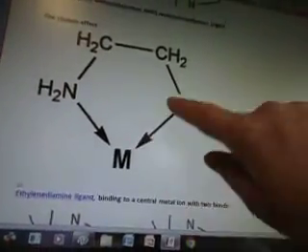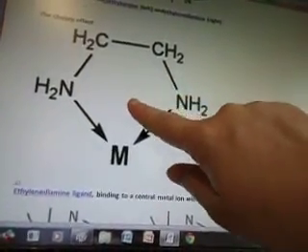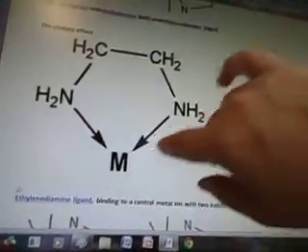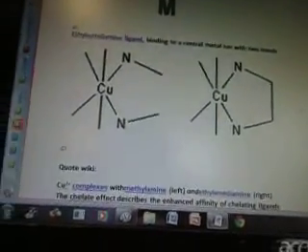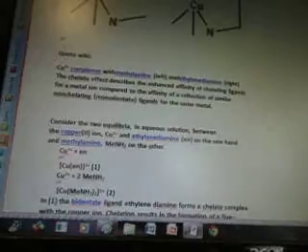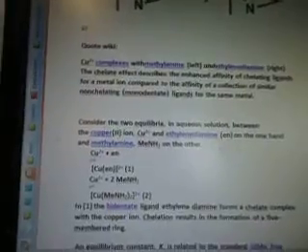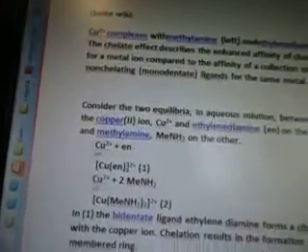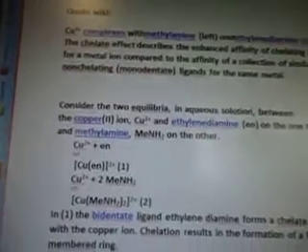Yeah, because the inner core has this, and then it's got a thing in the middle of it. And you'll see through the different designs, they all look the same, and this is kind of showing you what to do with, I guess these are the ligands you have to put in with the metals to get it to bend that way or something. I don't know. Ethylenediamine ligand binding to a central metal ion with two bonds. Cu2+ complexes with methylamine and ethylenediamine. The chelate effect describes the enhanced affinity of chelating ligands for a metal ion compared to the affinity of a collection of similar non-chelating monodentate ligands for the same metal.